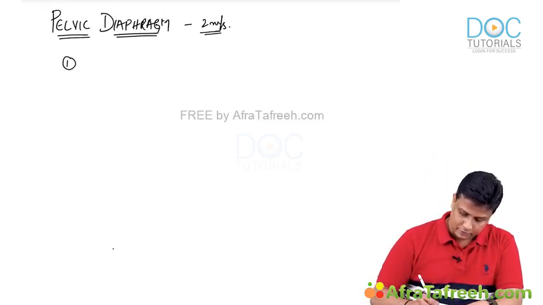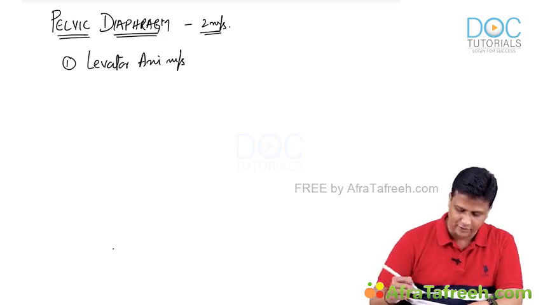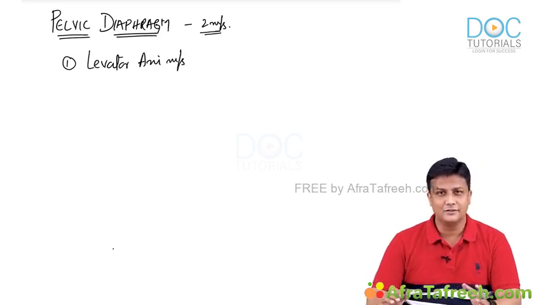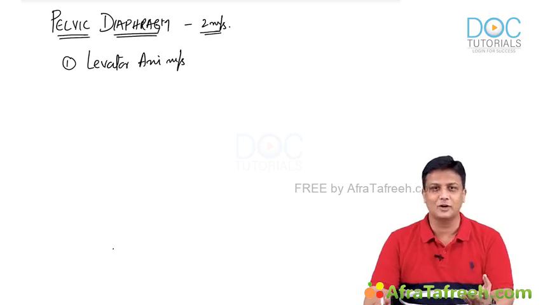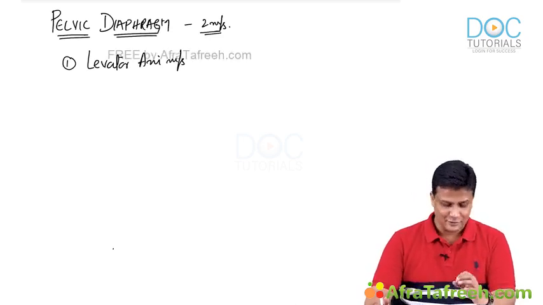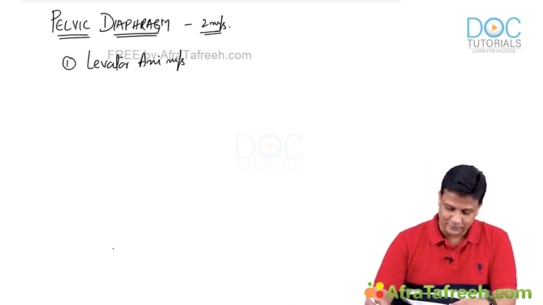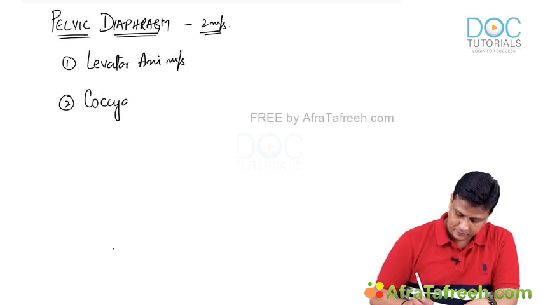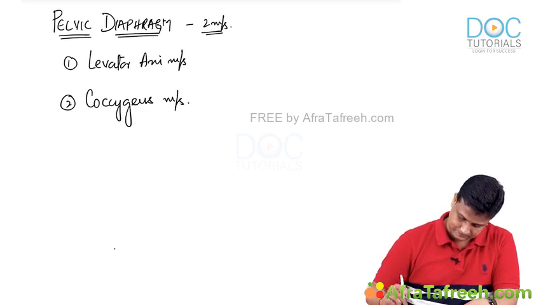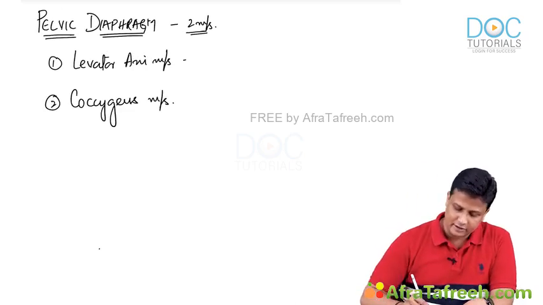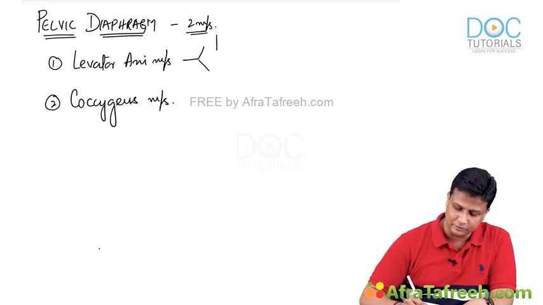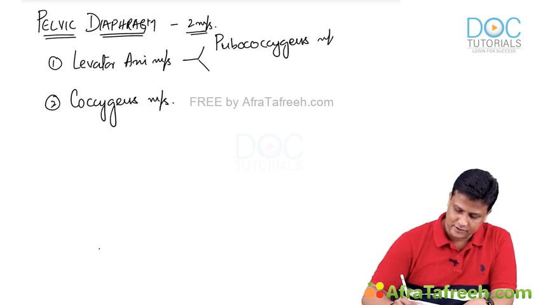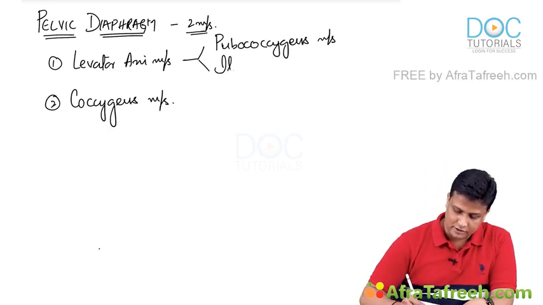Number one, it is made up of the levator ani muscle. I think you have heard about this a lot in obs gynae. It's used interchangeably: some people call it the pelvic diaphragm, or sometimes levator ani. So the pelvic diaphragm is almost similar to levator ani only. Number two, it is made up of the coccygeus muscle. Now this levator ani muscle is in turn made up of two more muscles: one is the pubococcygeus muscle, and another is the iliococcygeus muscle.